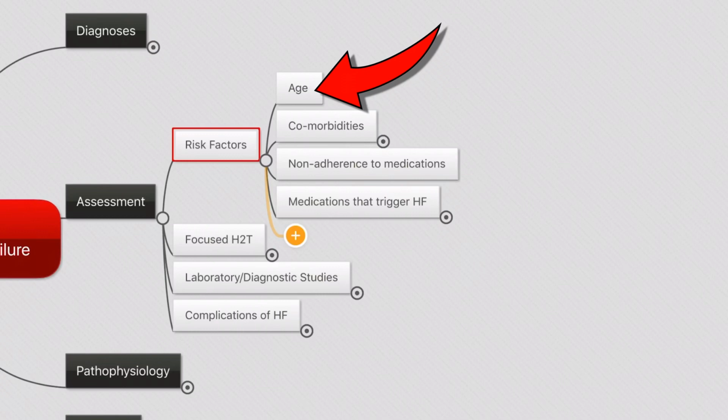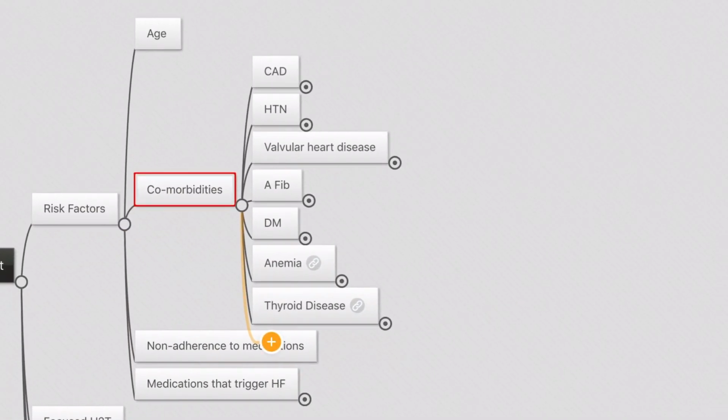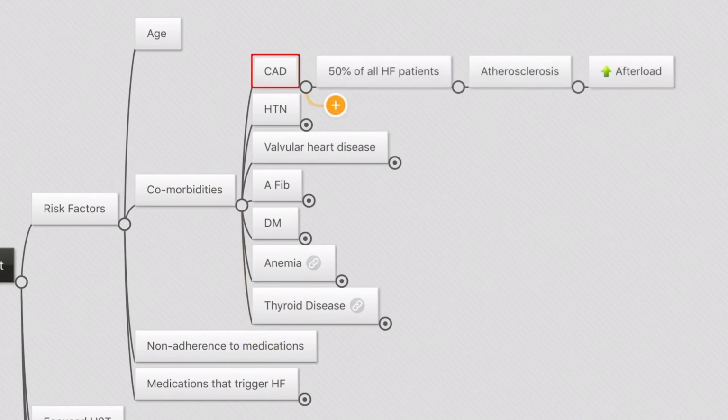Obviously, age: the higher the age, the older the patient, the higher the risk for developing heart failure. And there are comorbidities of heart failure. As you can see, there are a lot of them. The first one is coronary artery disease. Now, almost 50% of all heart failure patients have coronary artery disease, and this is mainly due to atherosclerosis, which consequently is going to increase afterload, and that's going to lead to a problem with perfusion.